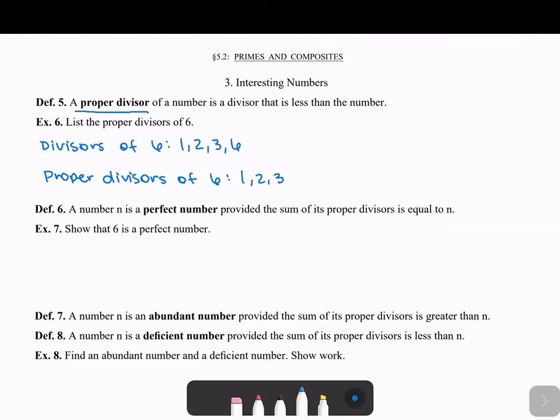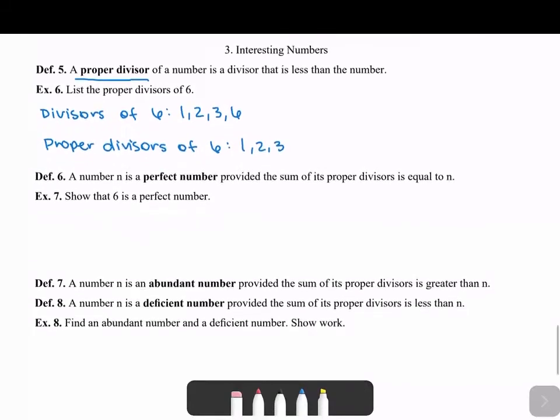So this word proper comes up multiple times in different mathematical concepts. If you can remember back to chapter 2, we were dealing with proper subsets and just subsets, where the proper subset could not be equal to the set. Similarly, a proper divisor cannot be equal to the number. But this is just a little note here.